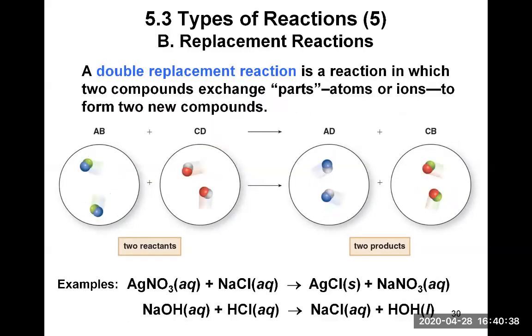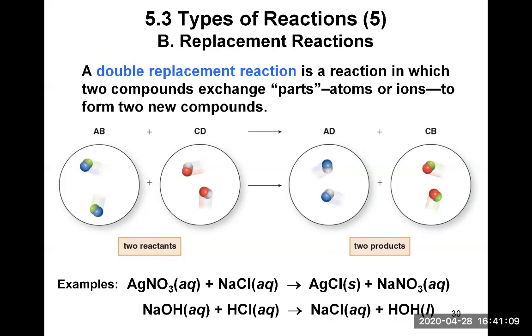Now, double replacement reactions. These are reactions in which two compounds exchange parts, so atoms or ions, to form two new compounds. You recognize the double replacement reactions by the fact that you start with two different compounds and you end up with two completely new products, which are two compounds as well.